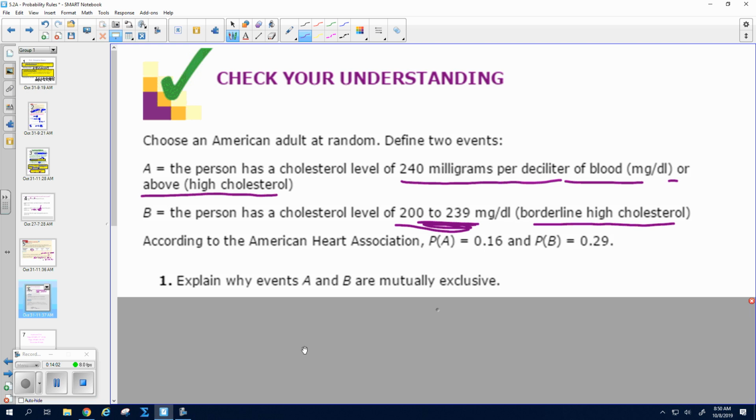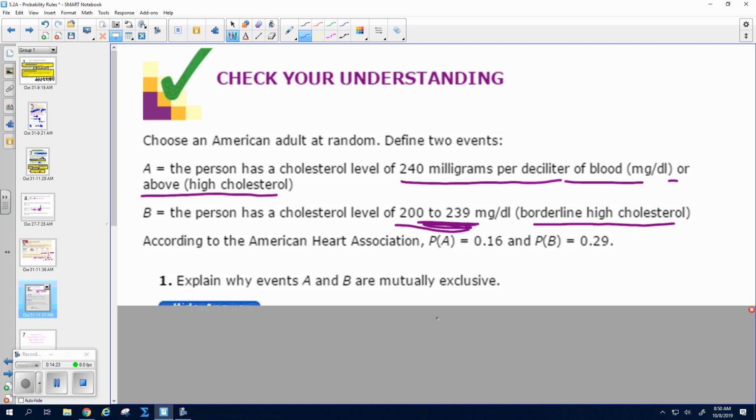So Sergio, why are these mutually exclusive? Exactly. You cannot be in both of those groups, right? You're either 240 or above, or you're under 240. So they're mutually exclusive because there's no overlap.